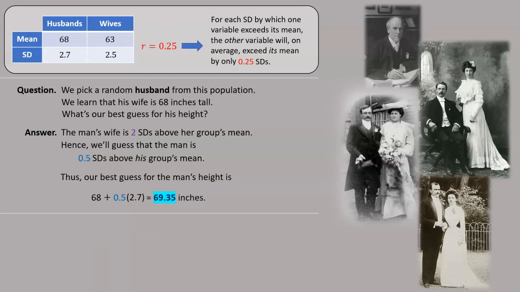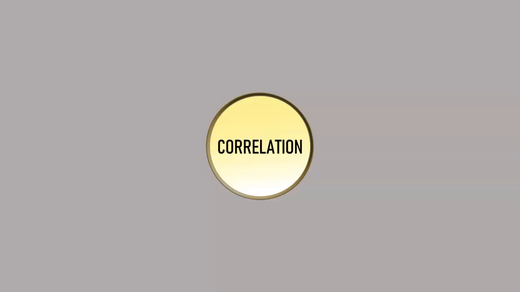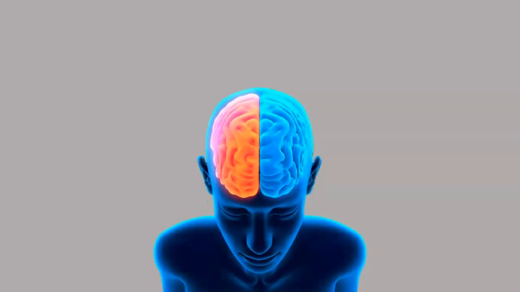Good, and note that we've used the same correlation coefficient to guess a wife's height from her husband's and a husband's height from his wife's. There's no direction associated with the correlation coefficient. It works both ways. Okay, correlation and regression, which is really just the other side of the same coin, is often misunderstood because our minds struggle with subtle statistical ideas about general tendencies.